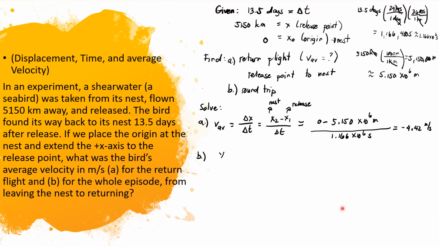For letter B, we need to have the average velocity of the round trip. And for the round trip, the final position and the initial position are equal. And meaning the delta x here is 0. So our average velocity is 0.